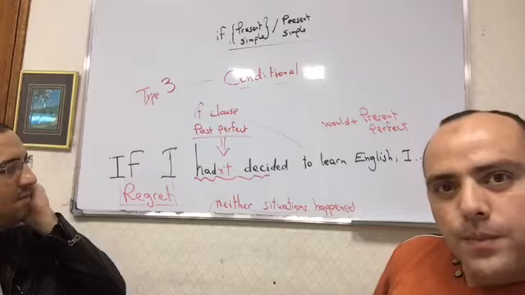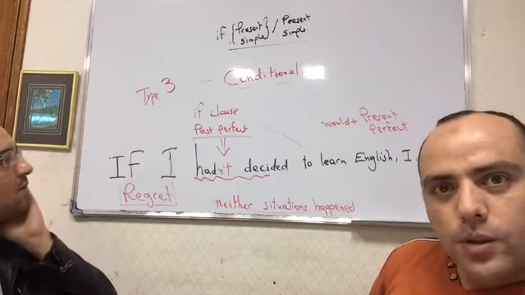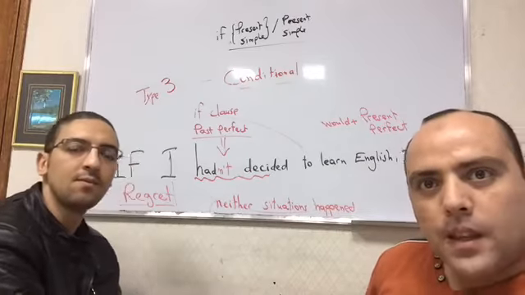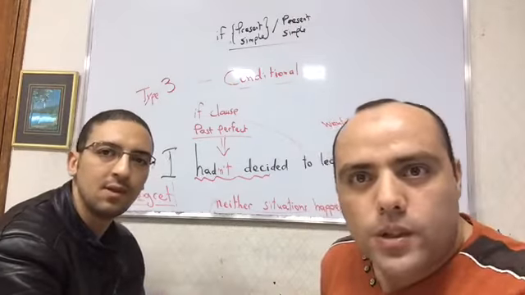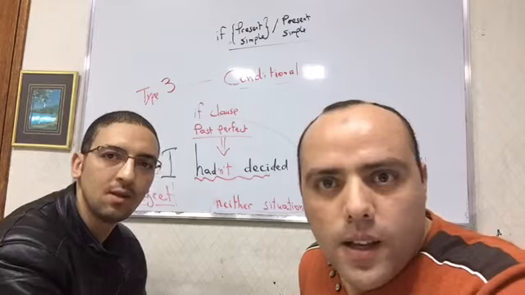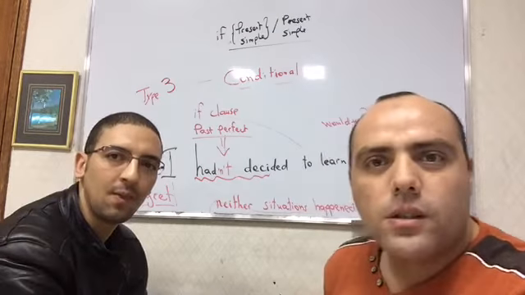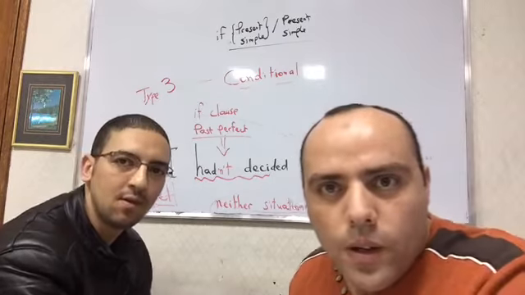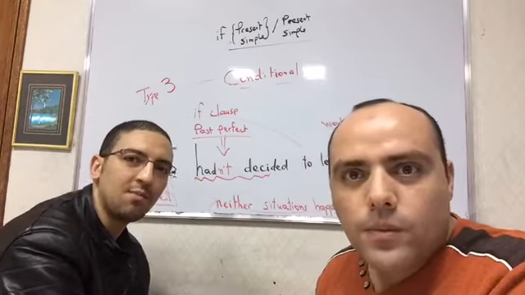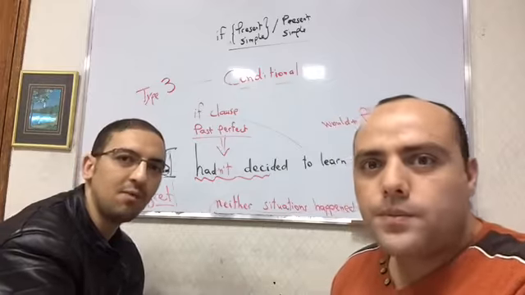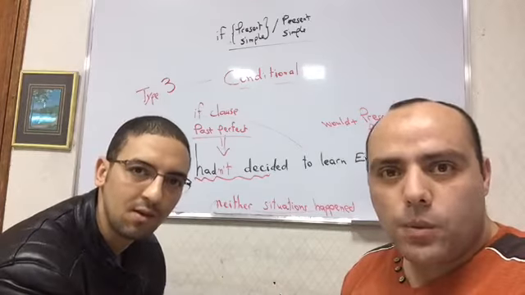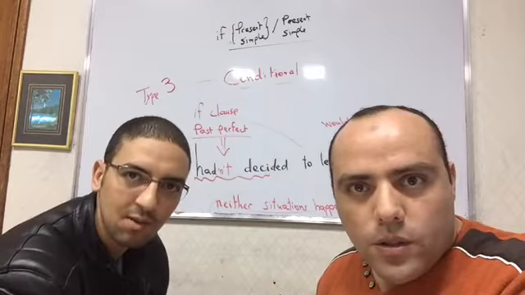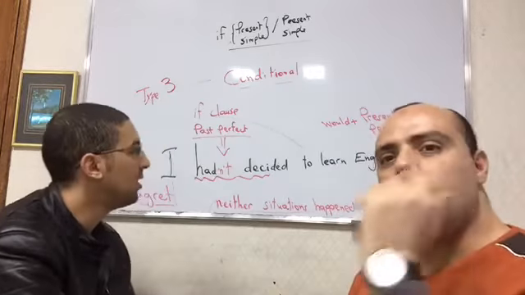Tell us. Here we have Krishna: if he had passed the exam, he would have awarded with a handsome prize. That's a very good example. Here we have Muhammad. Just use the passive. You should say he would have been awarded. Good job, guys. Thank you so much. See you back.